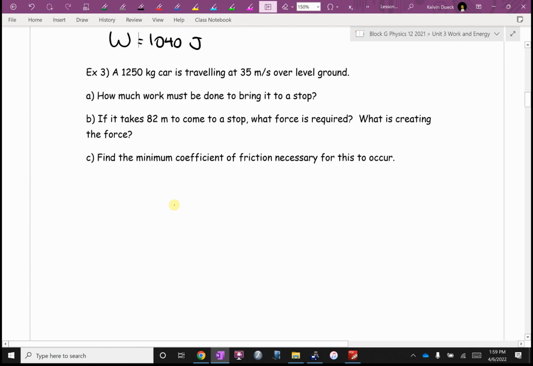Example 3. A car is traveling at 35 meters per second over level ground. You know what? If we're over level ground, I'm pretty sure that the change in potential energy is going to be 0. Danica, what's A asking me to find?